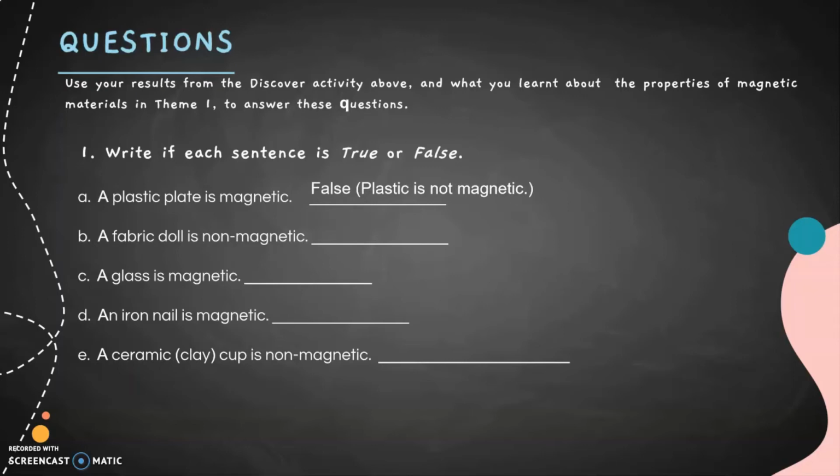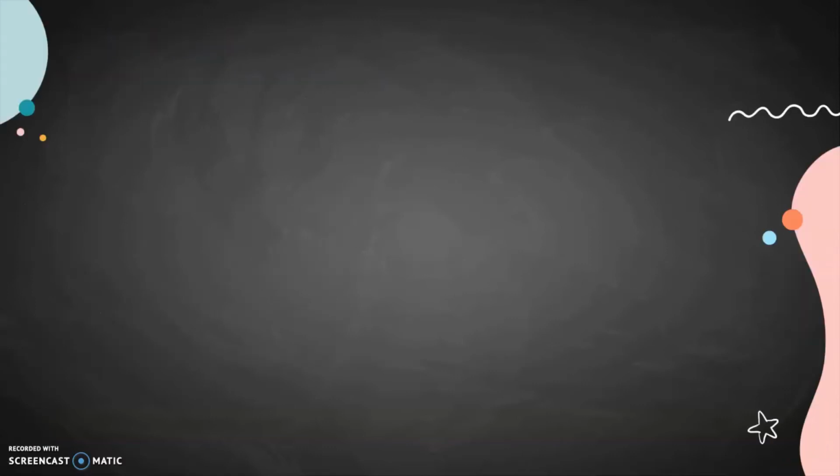And then, a fabric doll is non-magnetic. Good job! True! And then, a glass is magnetic. Good job! False, because glass is not magnetic. And D, an iron nail is magnetic. True or not? Yes, true! And then, a ceramic clay cup is non-magnetic. Yes, true. Good job.